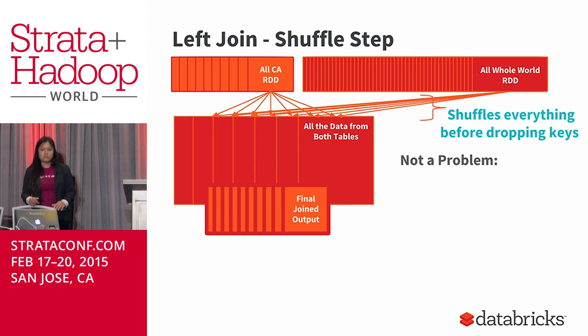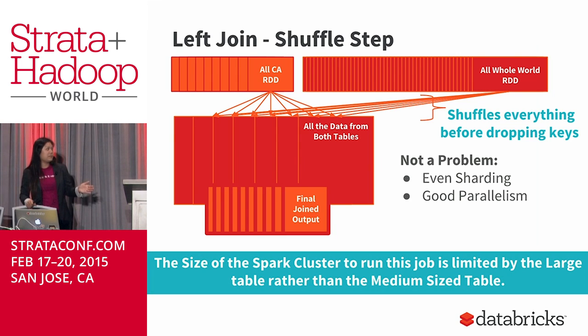There are a couple of things that are no longer a problem that were a problem in our previous example. So this is going to shard evenly since we're using a random ID and we have a good sharding function. We're also going to see good parallelism. So if you throw more machines at this, it should run faster. But the problem here is that we need a Spark cluster in this particular case that's large enough to support our all-world RDD, even though our final output size is more similar to the all-California RDD. So we should be able to be more efficient in our join.